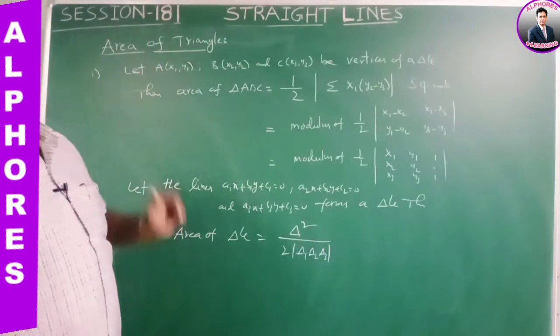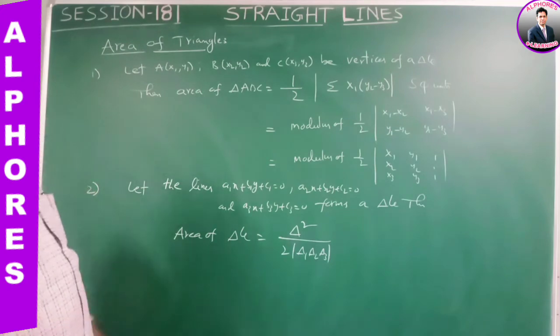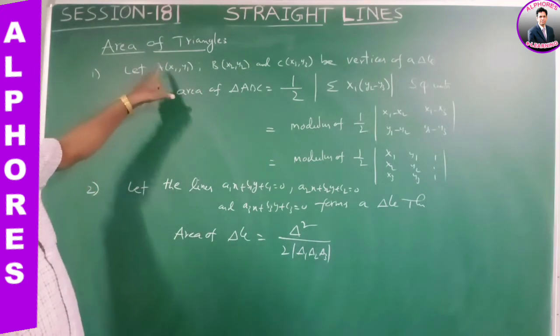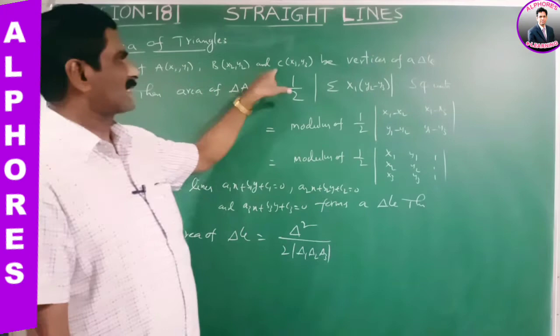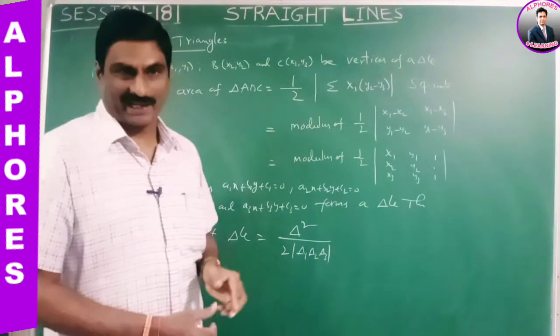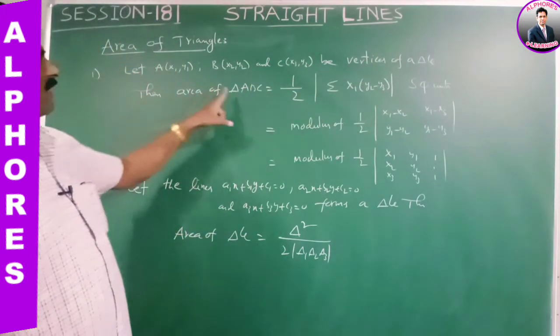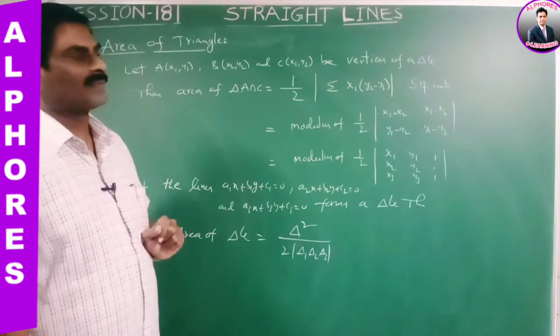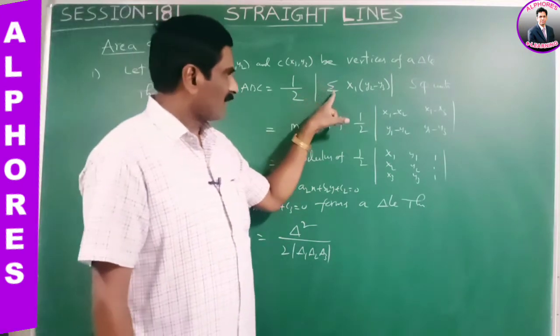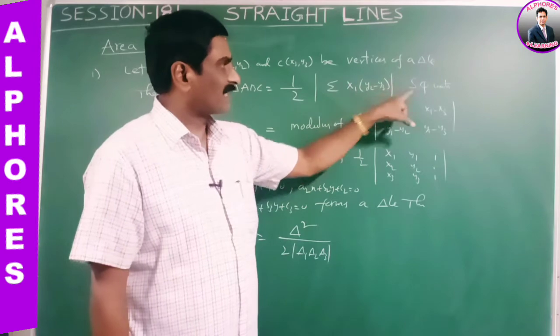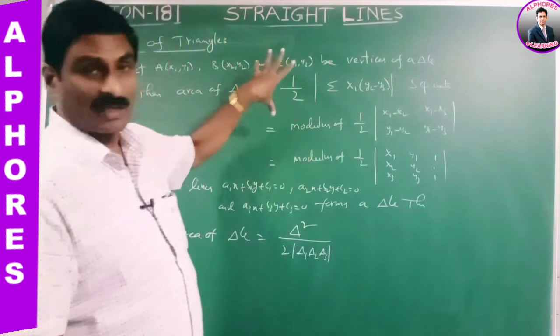Area of the triangle. Let A (x1, y1), B (x2, y2) and C (x3, y3) be vertices of a triangle. Then the area of triangle ABC is equal to half into mod of sigma x1 into (y2 minus y3) square units. Already we know this formula.